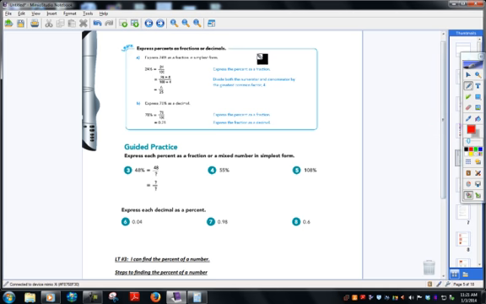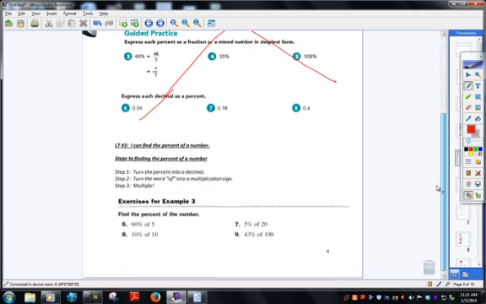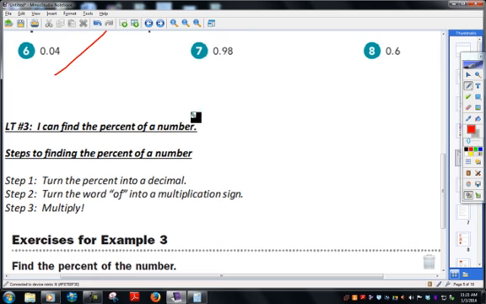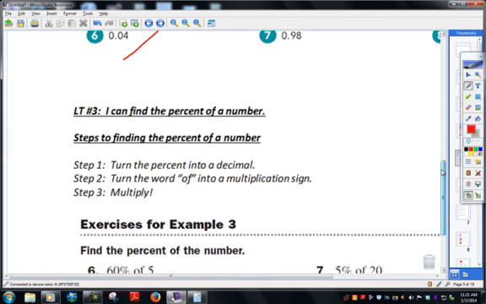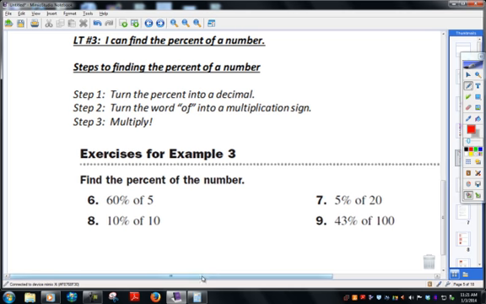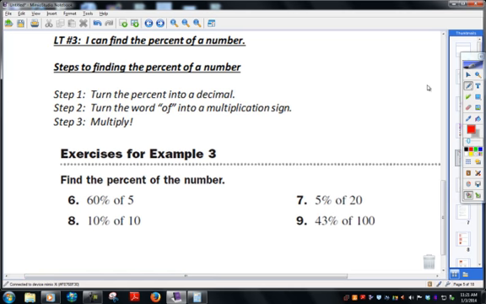Now I know that we skipped this on the last video. It's okay. Don't worry. It's not any big deal. We did enough practice with that, I think. So, I can find the percent of a number. Okay? I can find the percent of a number.